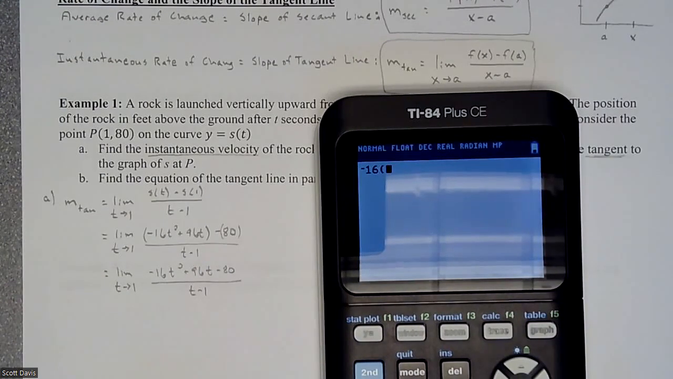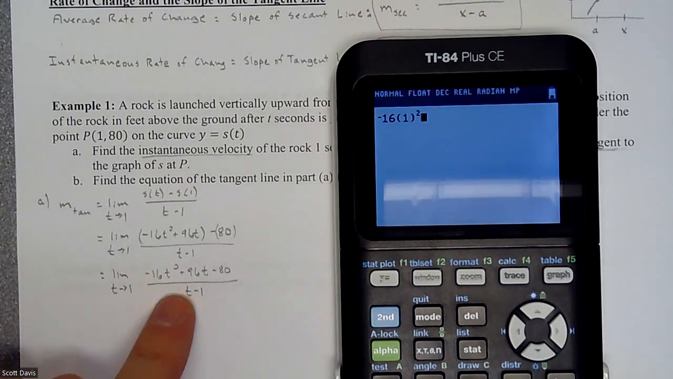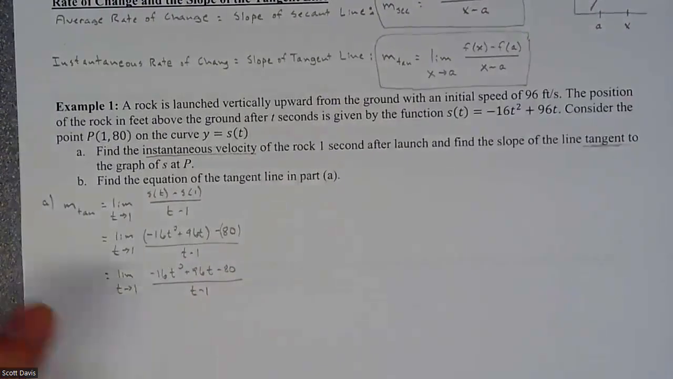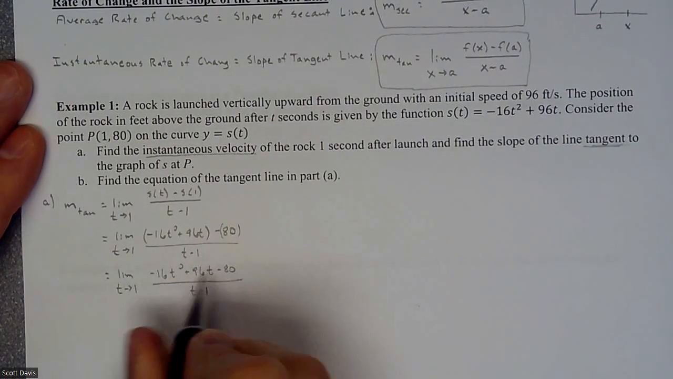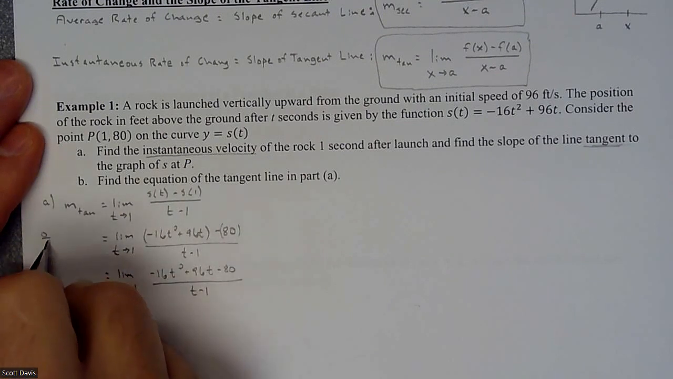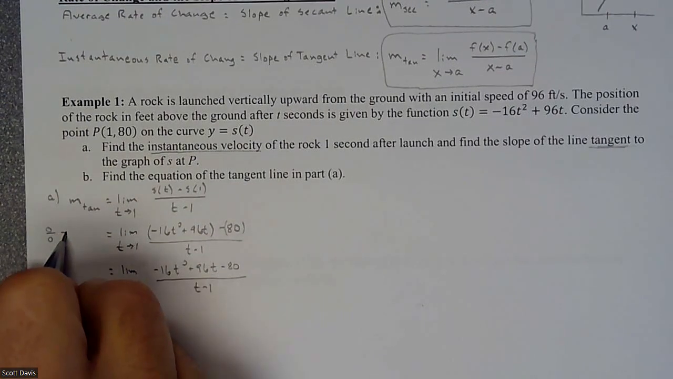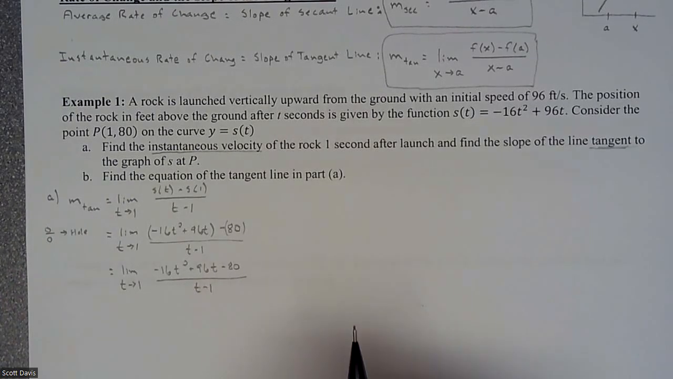So if we take negative 16 times 1 squared, plus 96 times 1, and then minus 80, we'll get that on the top, and we're going to get a 0 on the bottom. So if we were to plug in right now, that's what the limit wants us to do, we have to plug in. But we're going to get a 0 over 0, which, with the limit existing, basically means that we have a hole of some kind, which also means we need to do some manipulation.